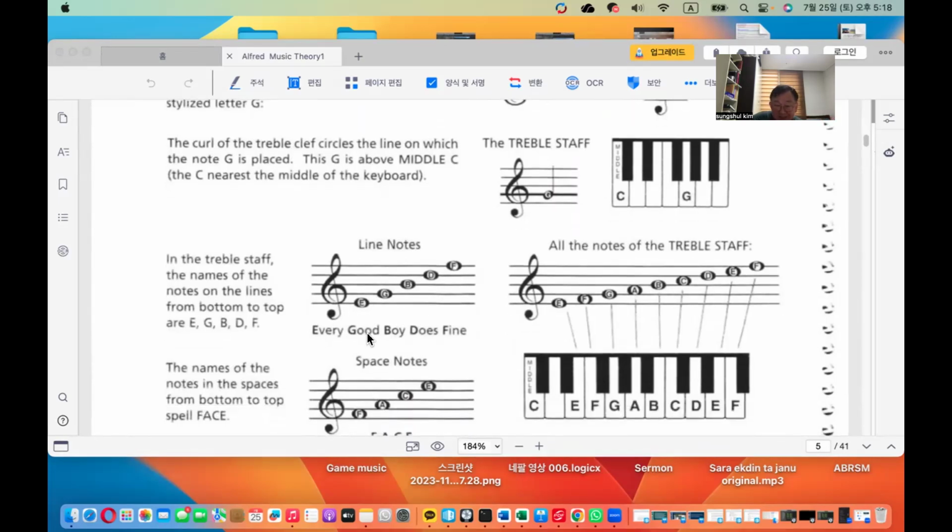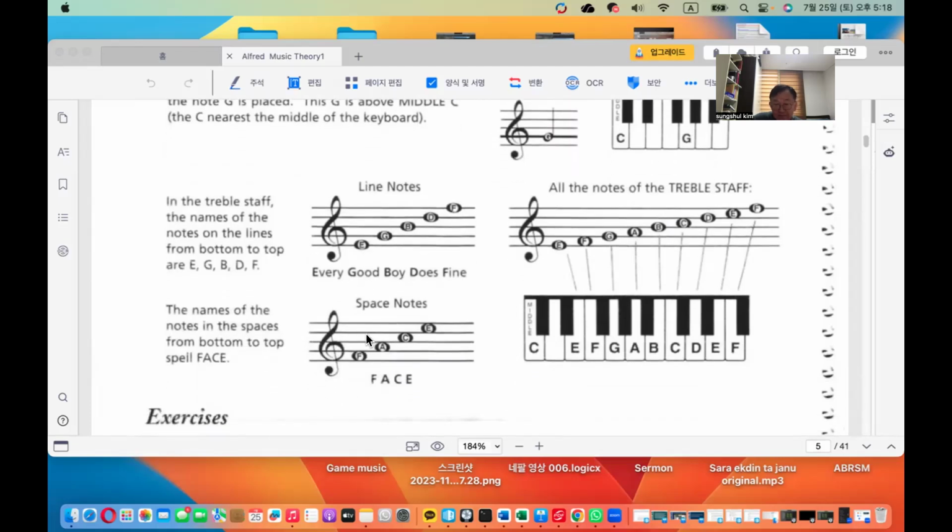What are the space names? Space note names. Space 1, space 2, space 3, space 4.